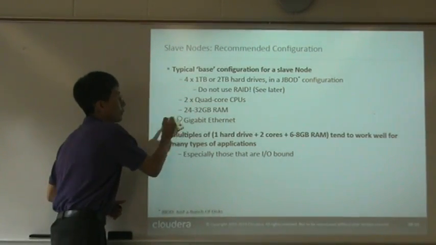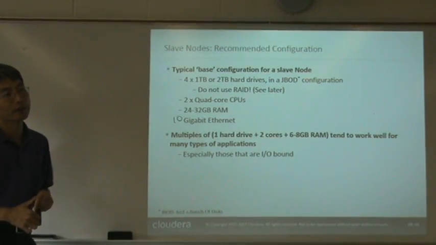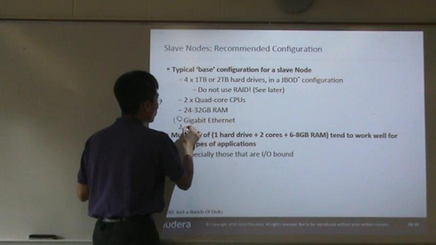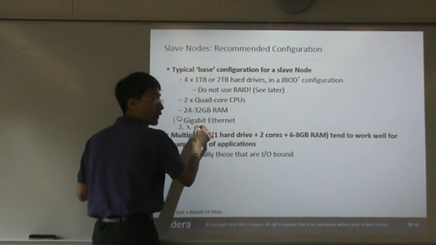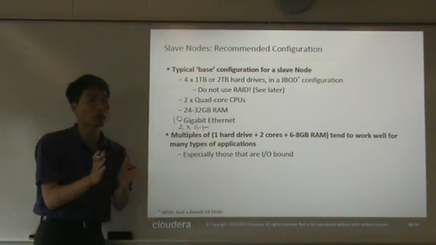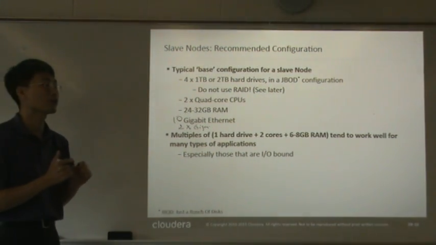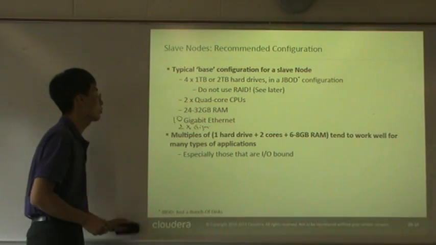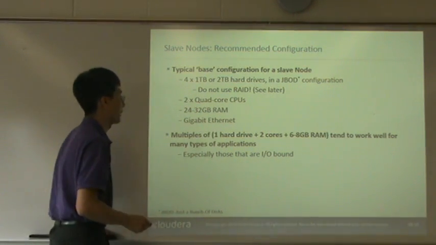10 gig is recommended. However, 10 gig is expensive. If you cannot afford 10 gig Ethernet, you better have two times gigabit Ethernet, so you can set up two networks. Sometimes you can use one for backup, and you can use this one for higher bandwidth.